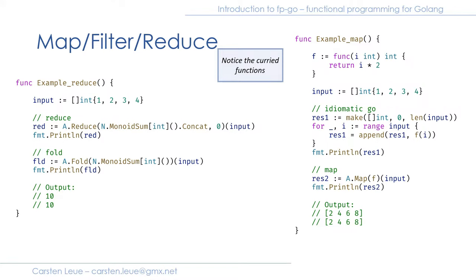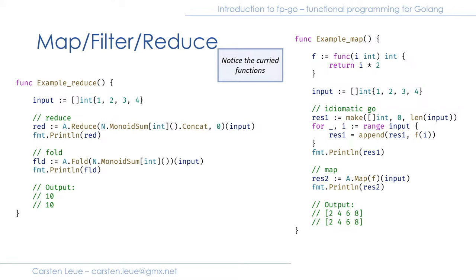At the left-hand side, we see another example of the reduce function. It follows the same concept in the first part. A reduce function takes a function that combines two subsequent values and a start value. So in the first case, we use the concat function of the sum monoid, which is just the plus operation, and we start with the value of zero, and reduce then computes the sum over all integers.